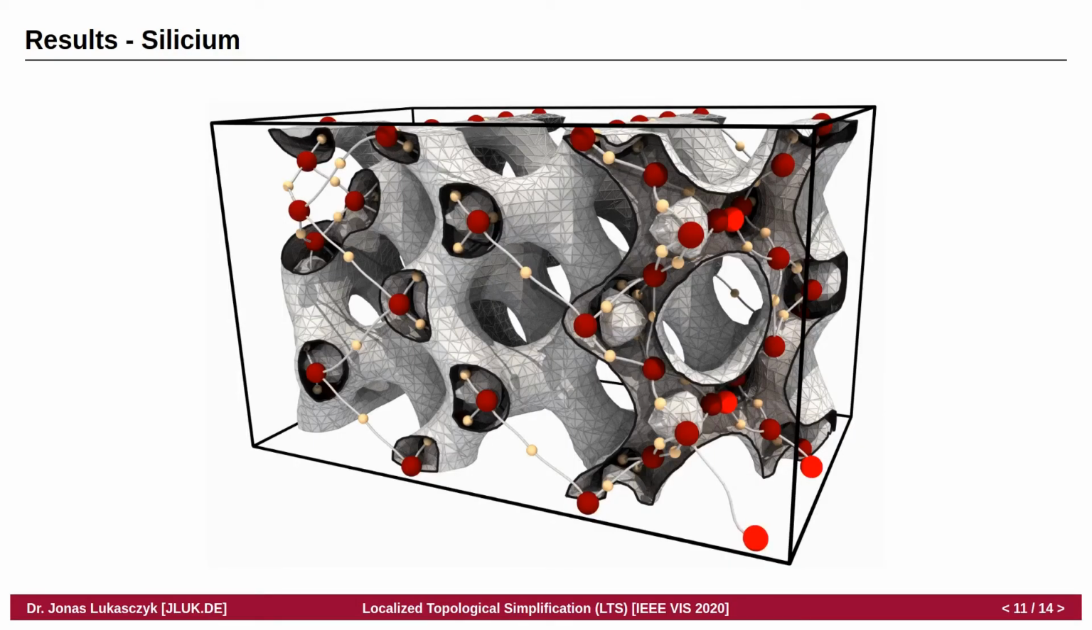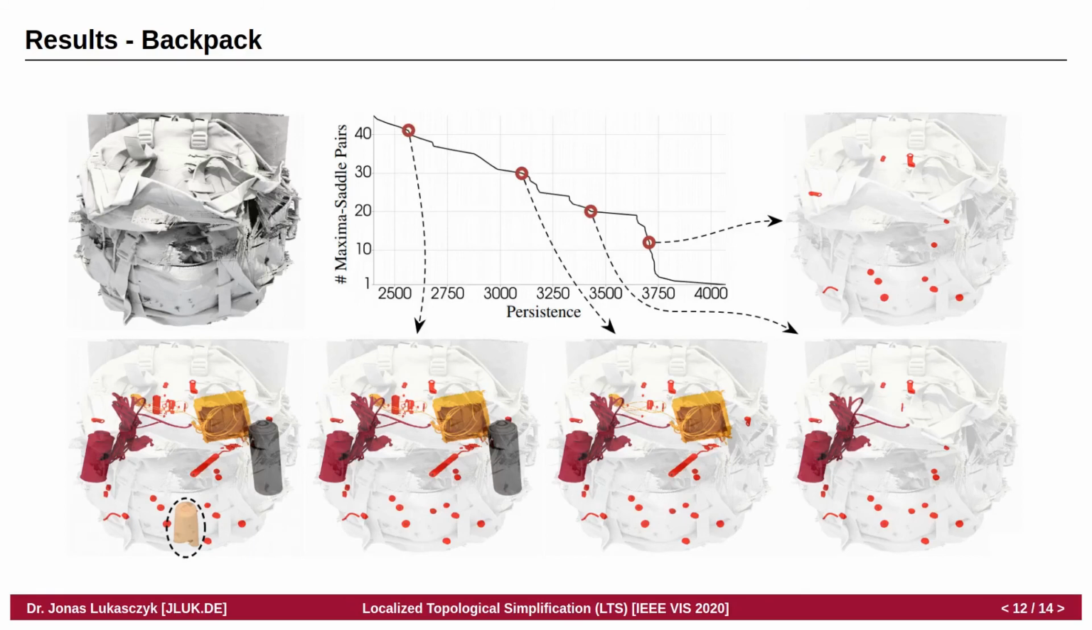In the silicium dataset, we used the Morse-Smale complex to represent the structure of the silicium grid. This example highlights that LTS only affects regions that actually need to be simplified. As shown here, filtering extrema that do not correspond to silicium atoms only affect the feature characterization locally. In the backpack dataset, individual items can be identified via contours, but the persistence curve does not exhibit a clear plateau, so the user has to experiment with different persistence thresholds to produce an adequate segmentation. As mentioned before, the significant speedup of LTS enables such iterative analysis.